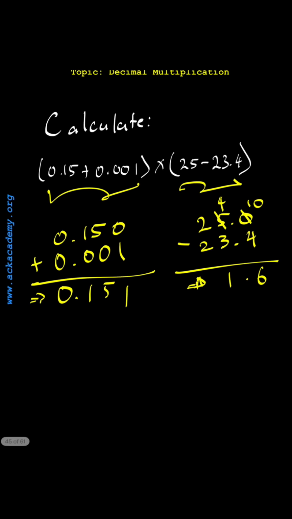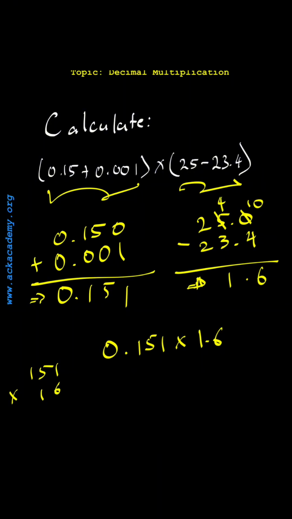And now we're asked to multiply this guy, 0.151 times 1.6. Well, the rule here is to just ignore the decimals at first. So what is 151 times 16? So we have 6 times 1, which is 6. 6 times 5, which is 30. 6 times 1 is 6, plus 3 is 9. We can just put an x here.